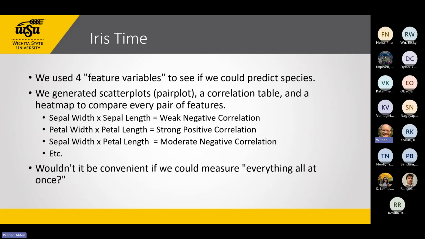And so we had 4 feature variables to see if we could predict species. We generated pair plots, scatter plots, a correlation table, and a heat map to compare every pair of features. So sepal width and sepal length is a weak negative correlation. Petal width and petal length is a strong positive correlation. Sepal width and petal length is a moderate negative correlation, and so on. We can just characterize those by looking at the graphs. Wouldn't it be great if we had a metric that we could use to measure everything all at once? And the answer is yes, it would be great.